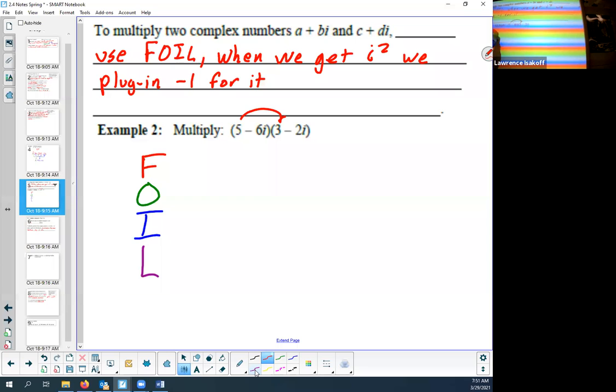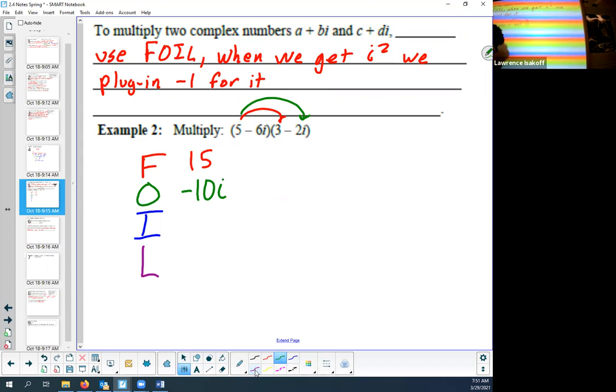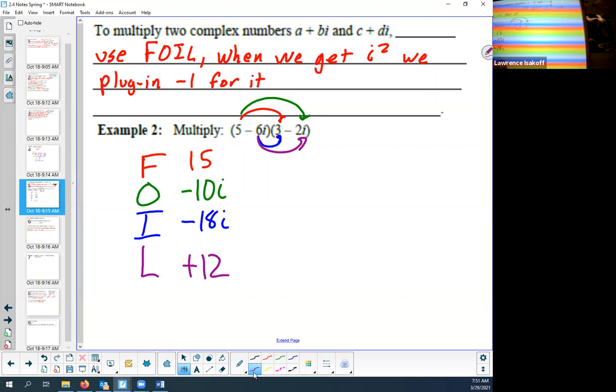So 5 times 3, 15. 5 times -2i, -10i. My inners, 6i times 3 will be -18i. And finally, my last, -6 times -2i will be a +12i squared.